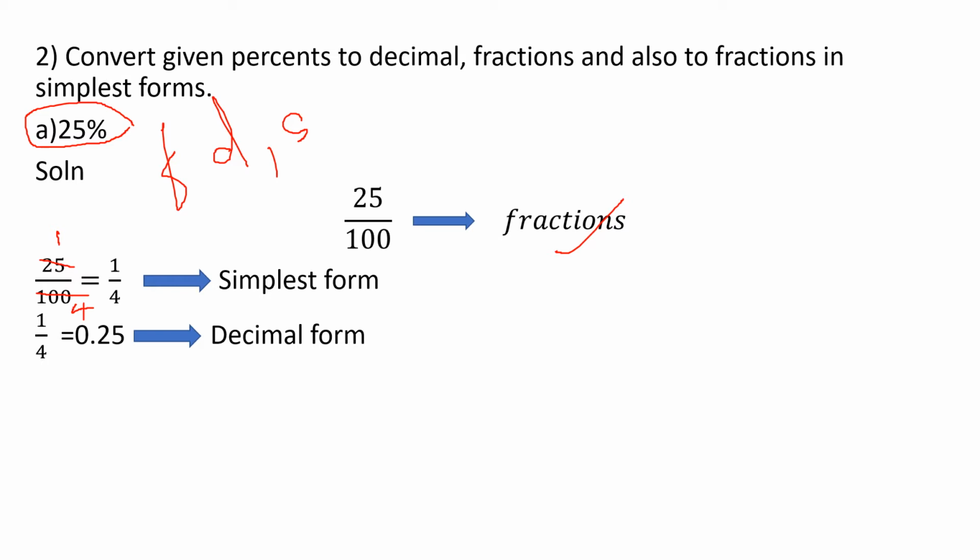Check it. 25 and 100, you can cancel by 5. Cancel it and find out whether you are getting 1 by 4 or not. Can you cancel 1 by 4 again, children? No, we cannot cancel. So this is the simplest form. Till you can cancel, you do it. And this 1 by 4 we cannot cancel again, so this is known as the simplest form.